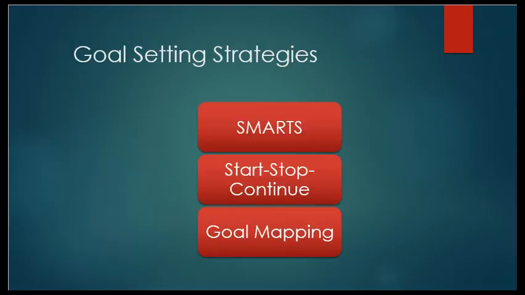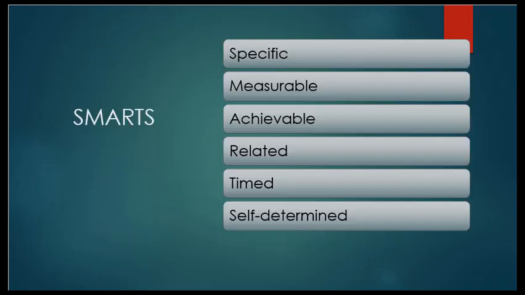We're going to take a look at three primary strategies: the SMARTS goal setting strategy, the start, stop, continue strategy, and the goal mapping strategy. In the SMARTS strategy, these are just guidelines to make sure that we are on point with the types of goals we're setting, to make sure that they're specific, measurable, achievable. Remember, we want them moderately difficult. We want them related to the desired outcome.